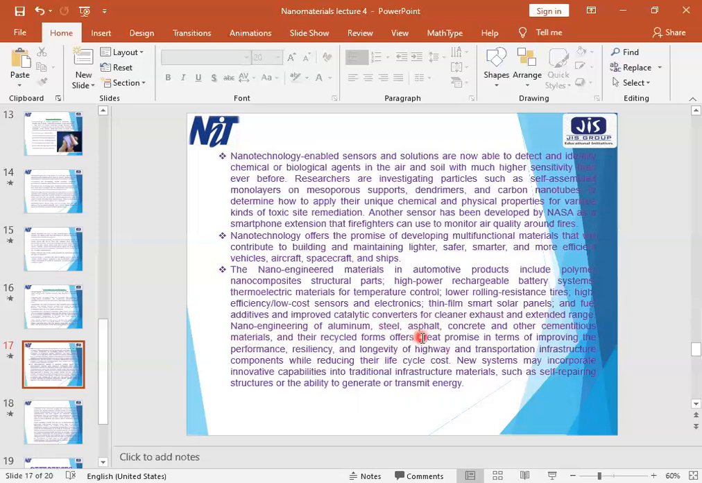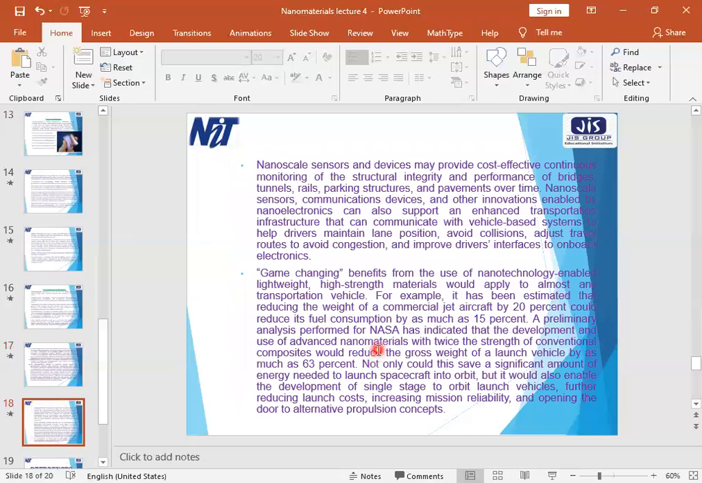Nano engineering of aluminum, steel, asphalt, concrete, and other cementitious material, and their recycled forms, offers great promise in terms of improving the performance, resiliency, and longevity of highway and transportation infrastructure. So these are some other uses, or you can say environmental uses, of nanomaterials.